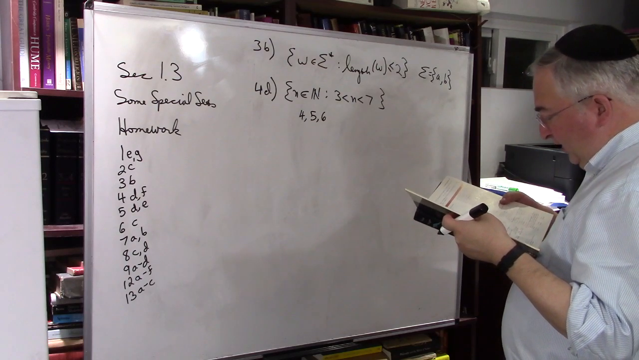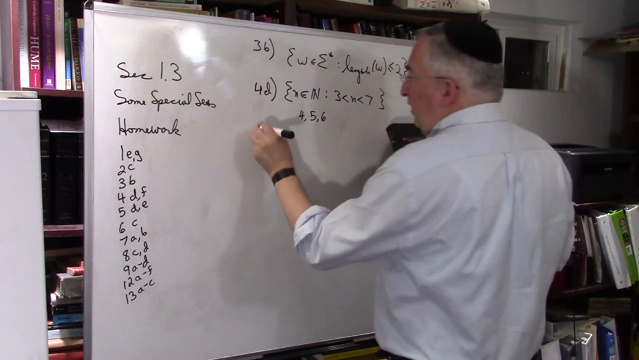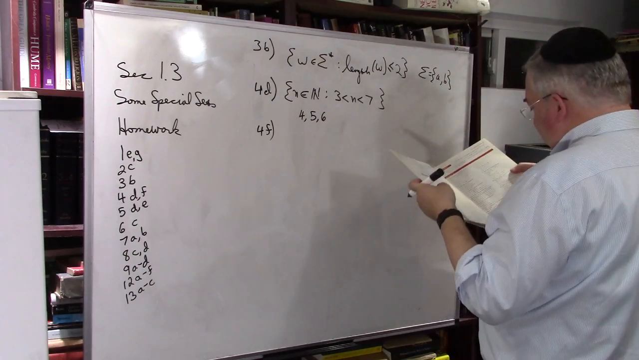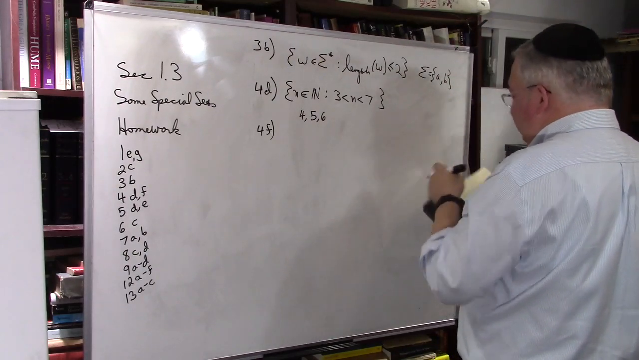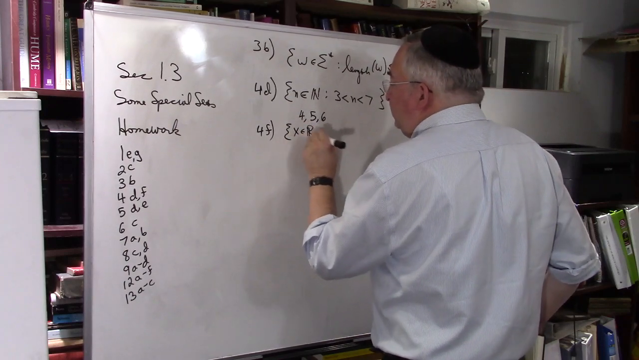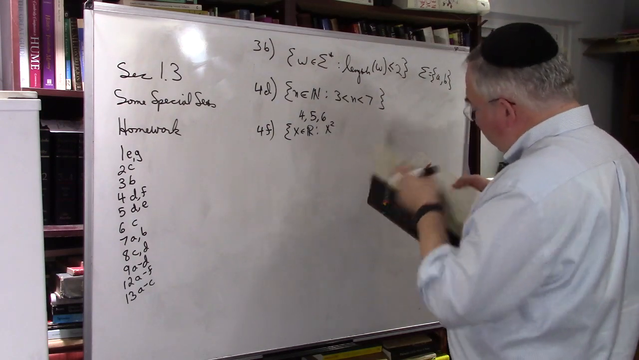Okay, next, 4F. You ready? x a member of R such that x squared is less than 0.